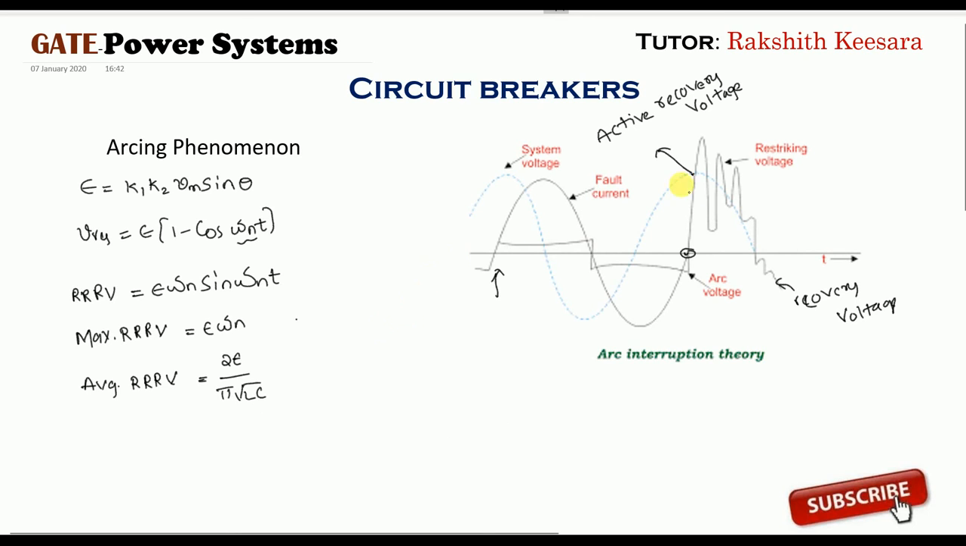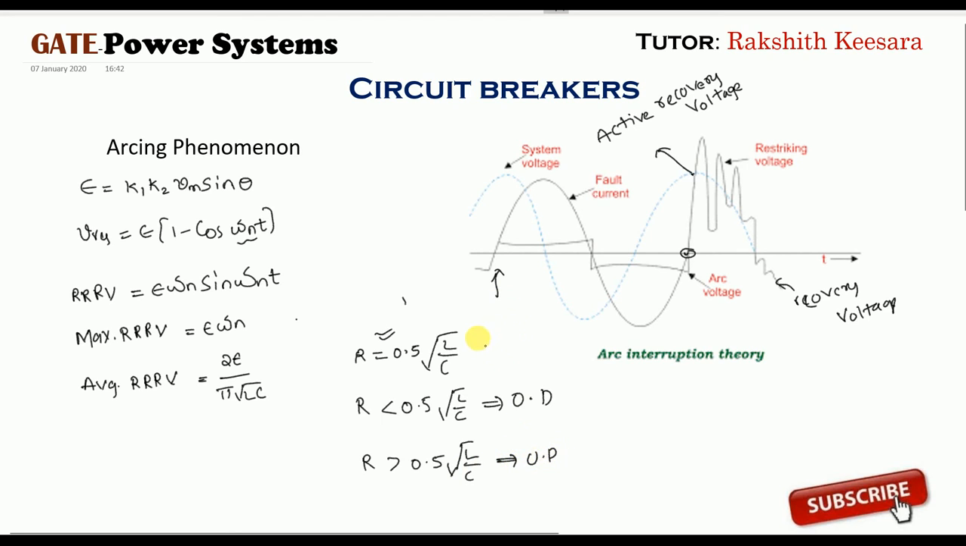And students, to decrease these transient oscillations, we will connect a resistor across the circuit breaker contacts. That value of resistor is equal to 0.5 root of L by C. You should remember this. And if the value of resistor is less than 0.5 root L by C, then it is called the overdamped condition. If the value of resistor is greater than 0.5 root L by C, then it is in the underdamped condition.